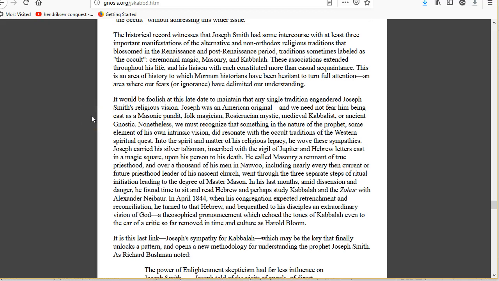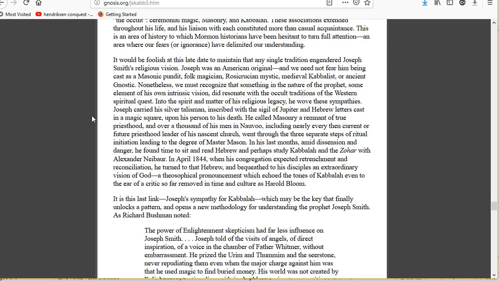delimited our understanding. It would be foolish at this date to maintain that any single tradition engendered Joseph Smith's religious vision. Joseph was an American original, and we need not fear him being cast as a Masonic pundit, folk magician, Rosicrucian mystic, medieval Kabbalist, or ancient Gnostic. I mean, I certainly would, but I guess LDS shouldn't.